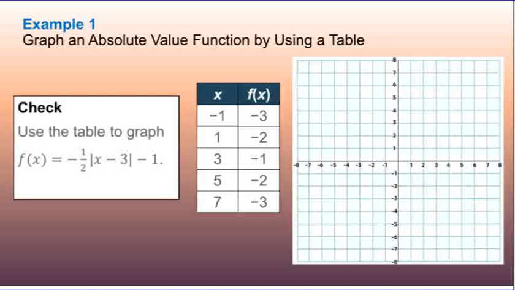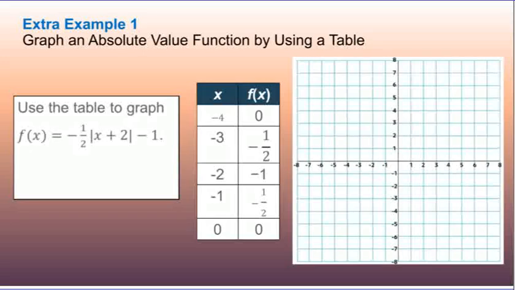Next, use the table to graph this one. The table is already made for us. We just need to plot them down. So -1, -3, 1 and -2, 3, -1, 5, -2, and 7, -3. And we have our V shape here. It's just a little bit wider V. But that's what our absolute value function will look like for that example.